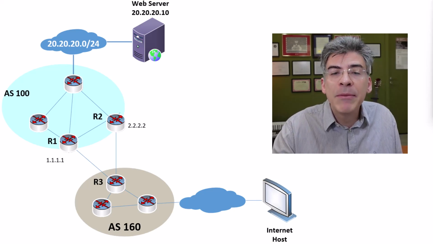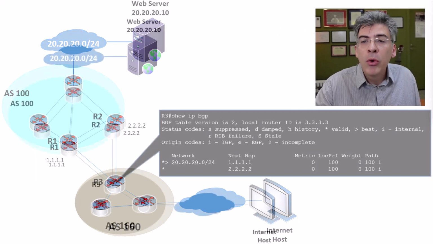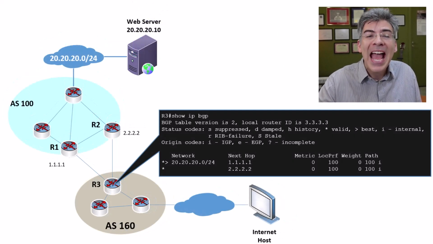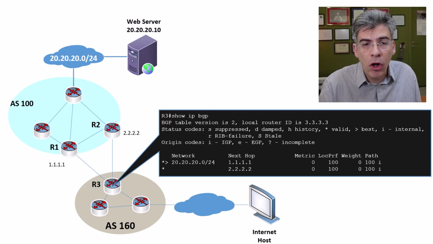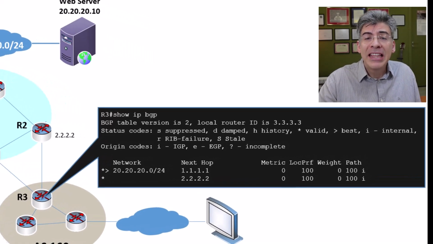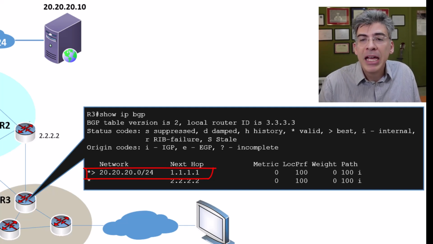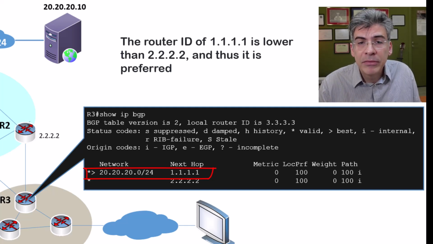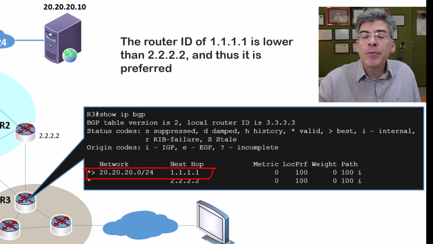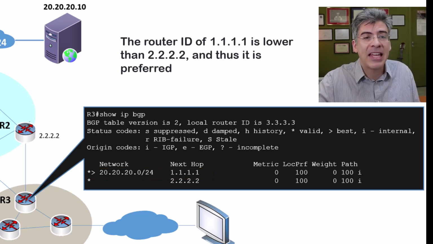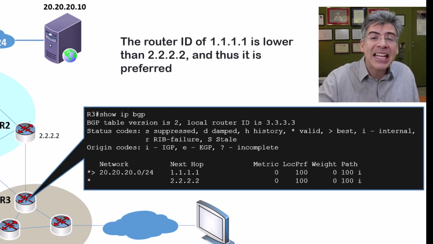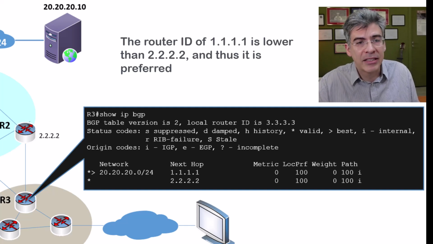Well, let's take a look at the BGP table of R3 and see what default behavior we'll have if we don't adjust any BGP attributes at all. We can see here that the path via R1 has been chosen as the best path. Now, in fact, the tiebreaker here is the lowest router ID. The lowest router ID is an attribute that exists at the very end of the BGP best path algorithm. Actually, it's the second to last attribute that's checked.